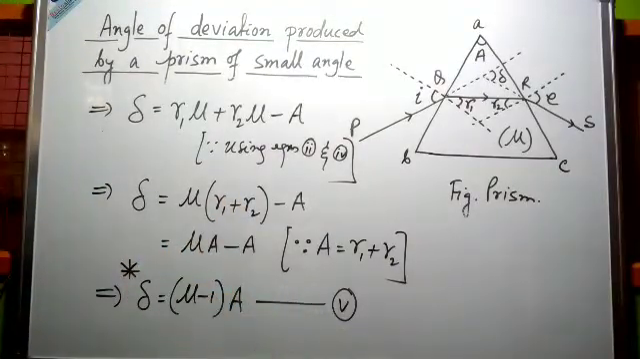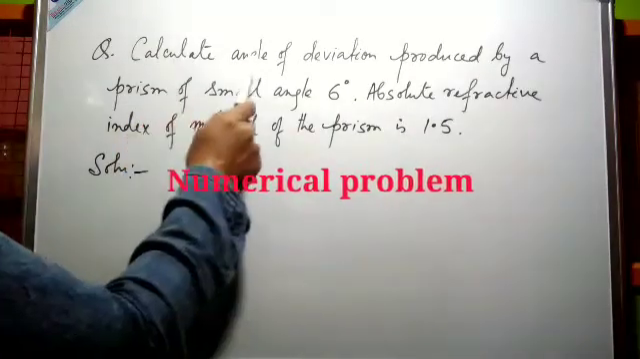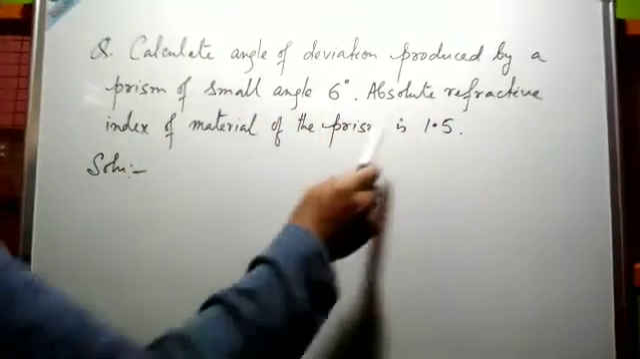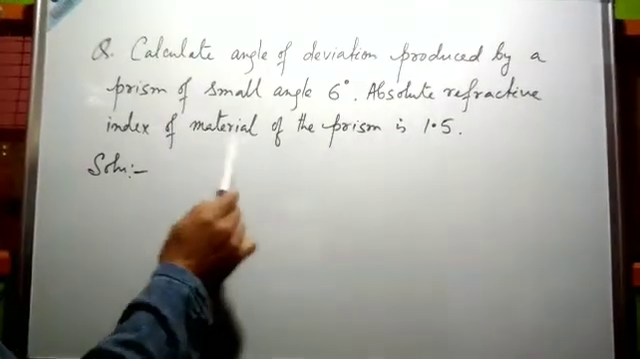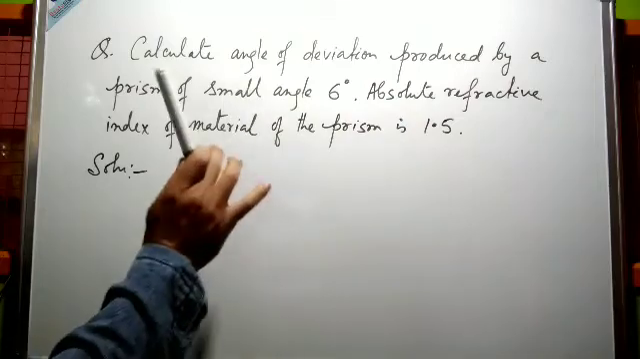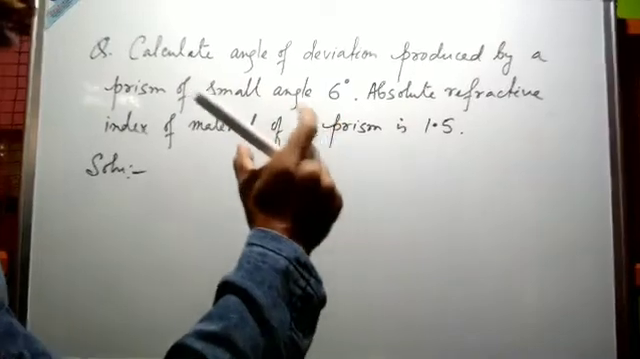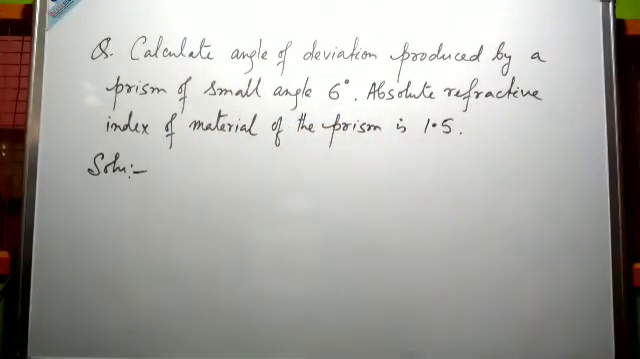Question: calculate the angle of deviation produced by a prism of small angle 6 degree. The absolute refractive index of the material of the prism is 1.5. So the small angle of the prism is 6 degree, and the absolute refractive index of the material of the prism is 1.5. We have to find the angle of deviation produced by the prism.